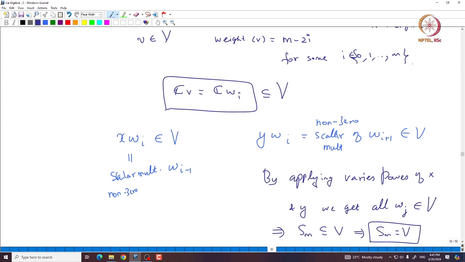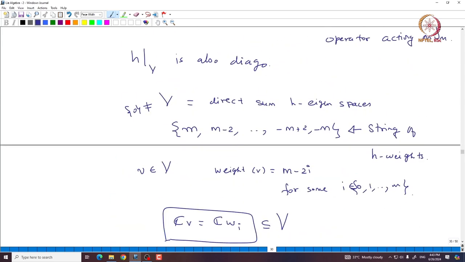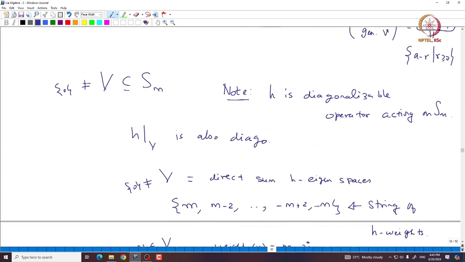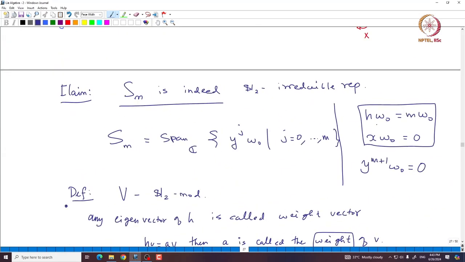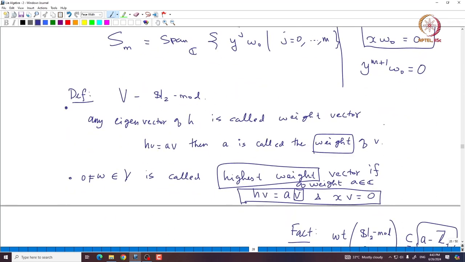Okay. So, this proves that indeed the module that we have constructed is an irreducible module. And note that there exists some vector, up to scalar multiple, such that the h eigenvalue, or the h weight, of that is m, and m is the largest weight among all the weights.